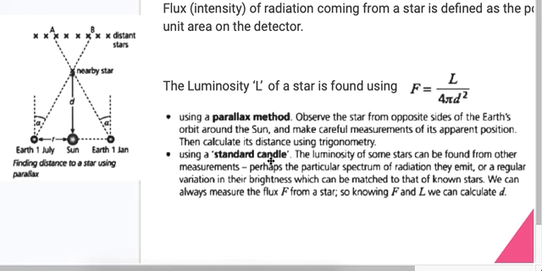Using a standard candle, the luminosity of some stars can be found from other measurements, perhaps a particular spectrum of radiation they emit or a regular variation in their brightness, which can be matched to that of known stars. We can always measure the flux from a star, so knowing F and L, we can calculate the distance D. Now, the whole idea behind this exercise is to calculate the distance D from the sun to the star.